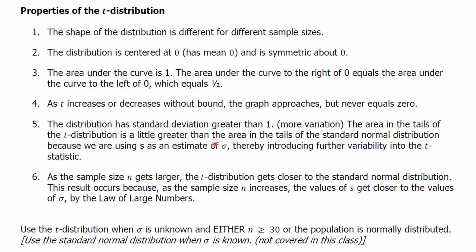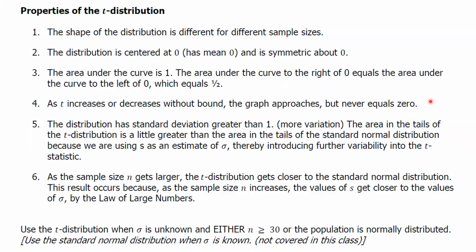The third property is that the area under the curve is 1, and the area under the curve to the right of 0 is going to equal the area under the curve to the left of 0, which is a half. So the total probability is 1 and split equally on both sides of the mean.